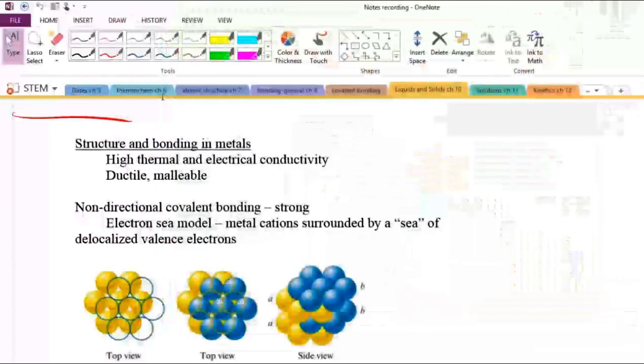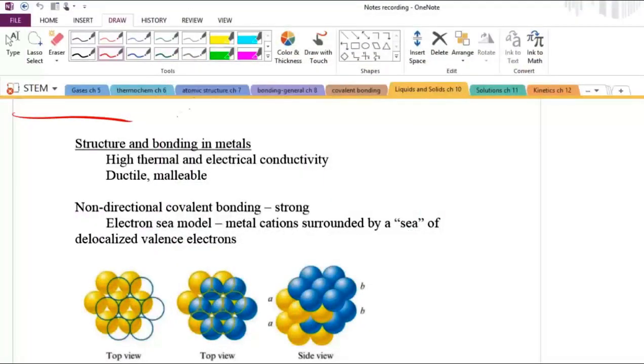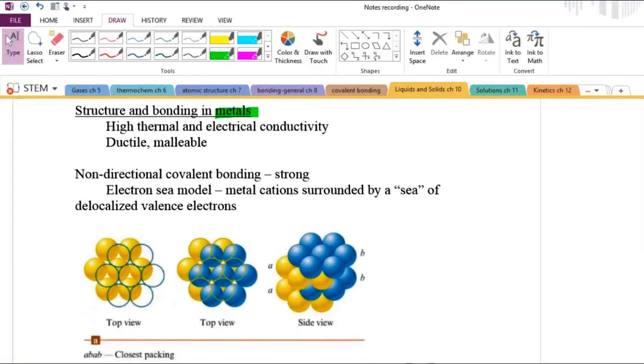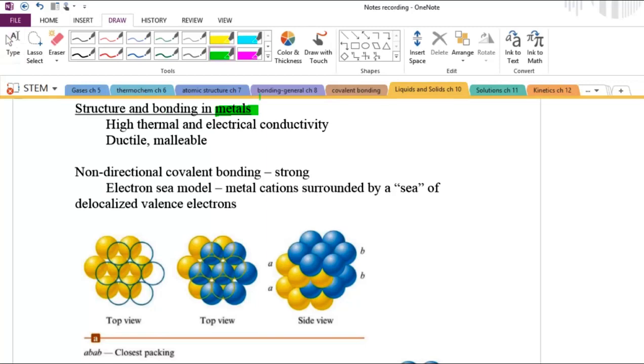Okay, so another type of our solids are metals. And metals conduct heat and electricity, and are ductile and malleable. So remember, ductile means pulled into wires. Malleable means pounded into sheets. Okay.